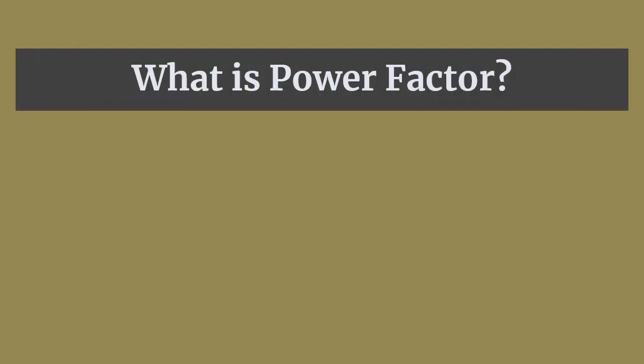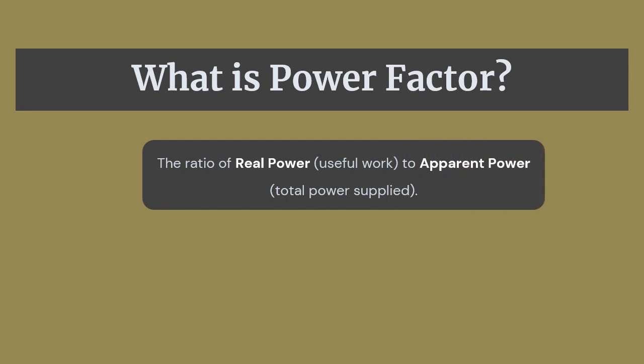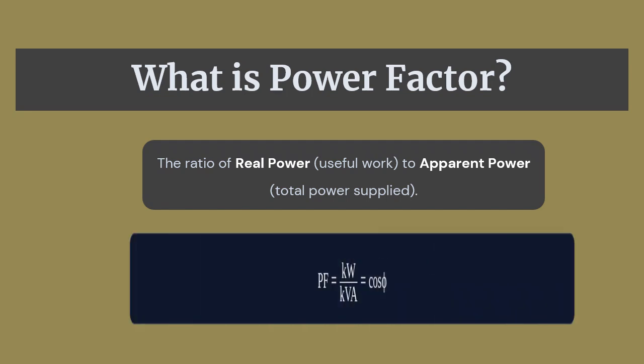What is power factor? Let's begin with the definition. Simply put, power factor is the ratio of real power, the power doing useful work, to apparent power, which is the total power supplied by the utility. It is dimensionless, represented as the cosine of the angle phi. The closer this number is to 1, the more efficient your system is.